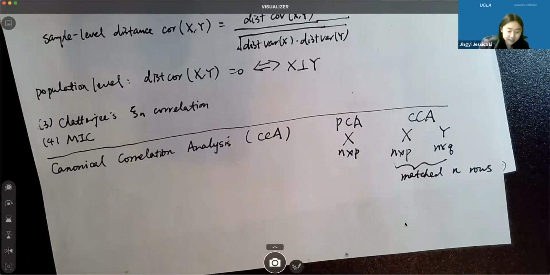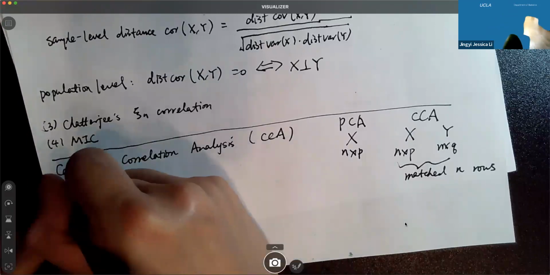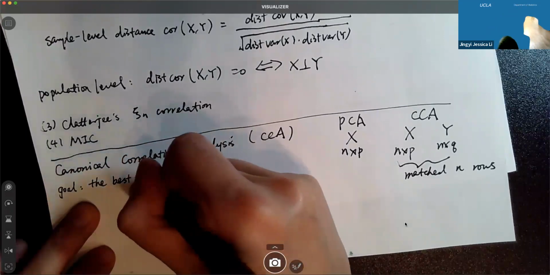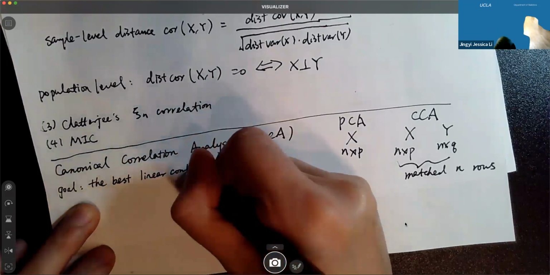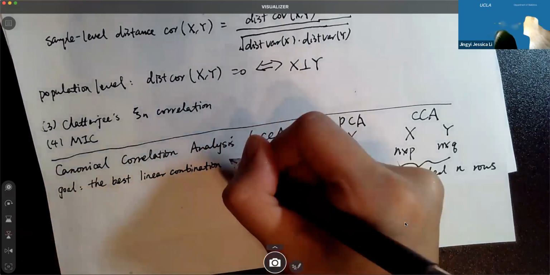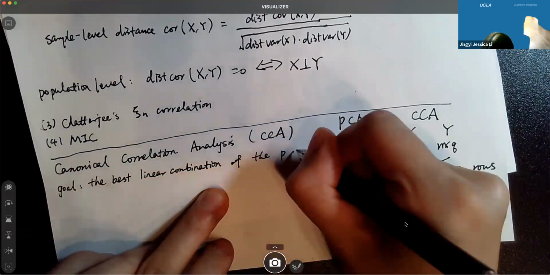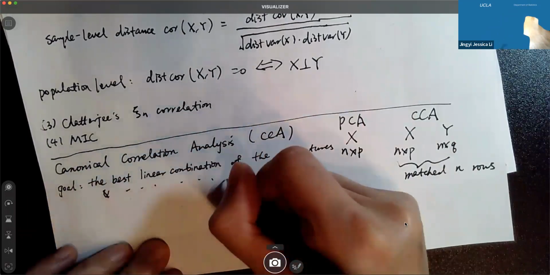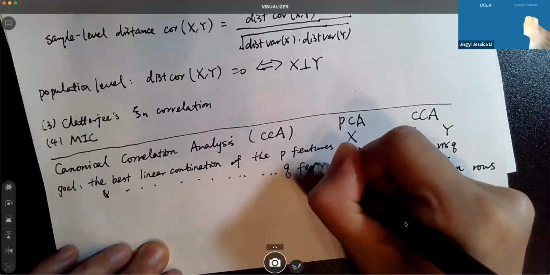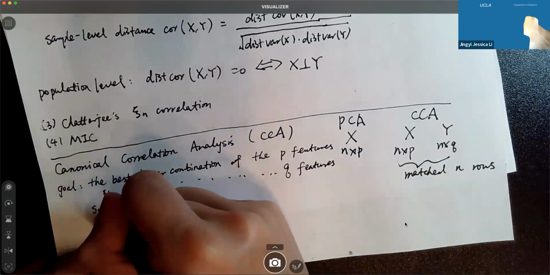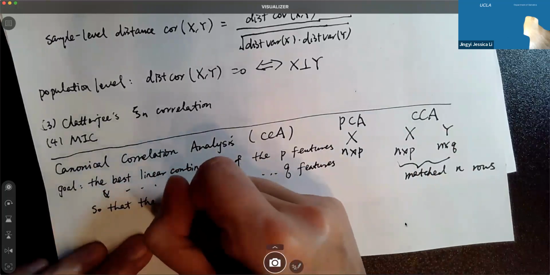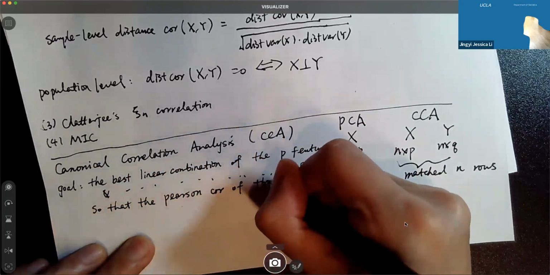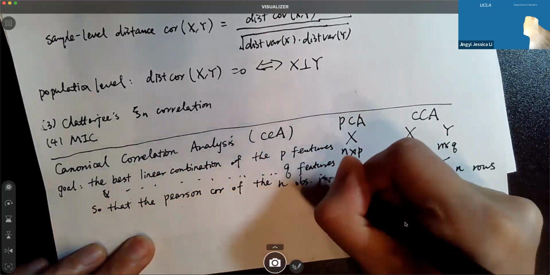So what CCA does is try to find the best linear combination of the P features and the best linear combination of the Q features so that the Pearson correlation of the N observations is maximized.